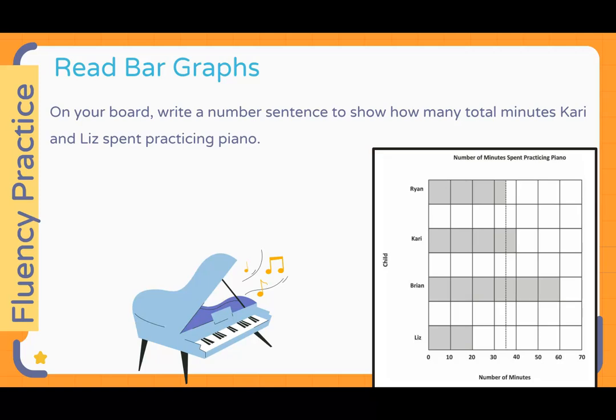Now they want us to write a number sentence to show how many total minutes Carrie and Liz spent practicing piano. So Carrie and Liz, Carrie is at 40, Liz is at 20. How many total minutes? So Carrie had 40 and Liz had 20. I add them, I get 60 minutes.